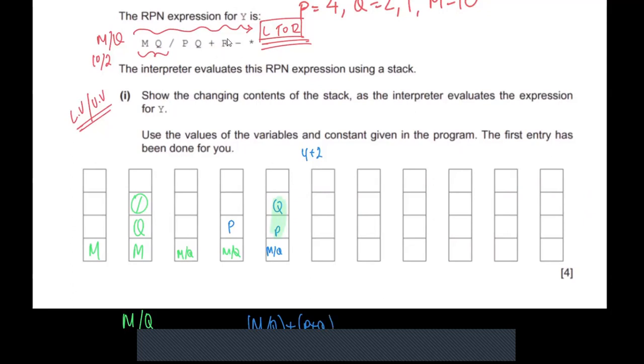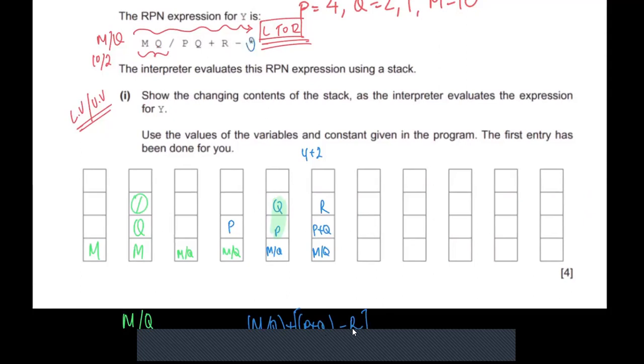And then we've got an operand R. So the stack contents are now M by Q, P plus Q, R. And then we've got a negative sign. So if I've got a negative sign, it's P plus Q minus R. Let's close the bracket.